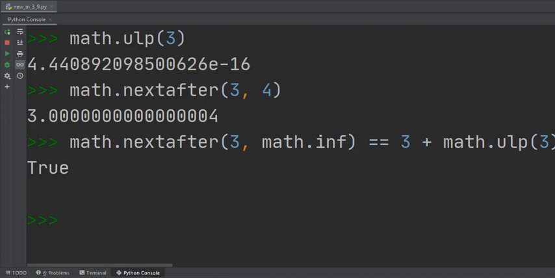This Python 3.9 update should give a few useful, very cool things in the math module. And that concludes our quick walkthrough of what is new in the math module in Python 3.9, which is just out as of the date of filming today, October 5th, 2020. More information can be found in the documentation at the link in the description.